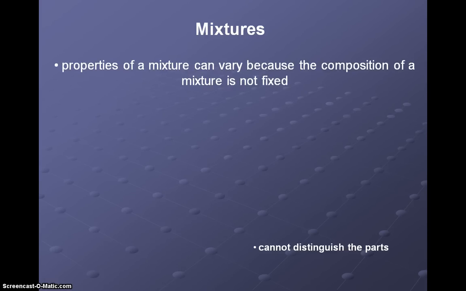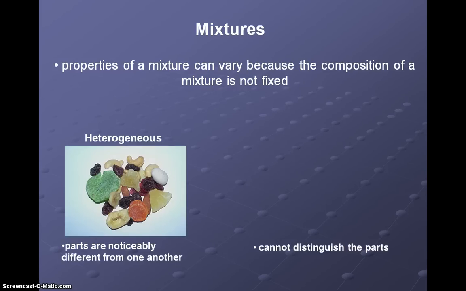So a mixture is something that can have a composition that is varied. It's not fixed. As opposed to compounds, remember, they always have a fixed proportion of things, and elements are always made up of one specific type of atom. So a mixture can have a non-uniform composition.